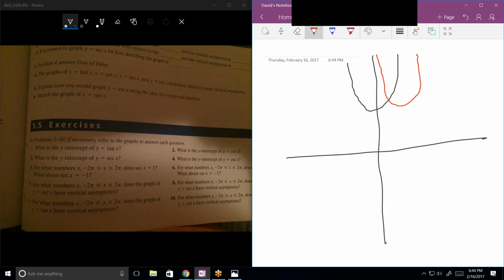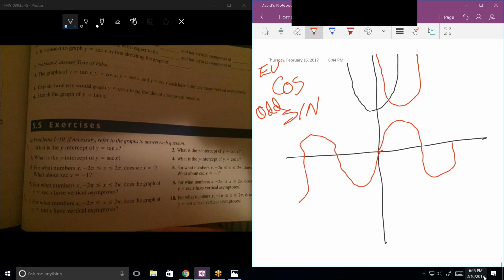And the secant is symmetrical about the y-axis because it's the reciprocal of cosine, which is also symmetrical about the y-axis. Anything that's symmetrical about the y-axis is an even function. So cosine is even, sine is odd. And sine is symmetrical about the origin. In other words, sine looks like this, but if I draw the negative part of it, that's symmetry about the origin. Cosine has perfect symmetry about the y-axis, which means secant also has perfect symmetry about the y-axis. And sine has symmetry about the origin, so cosecant also has symmetry about the origin.